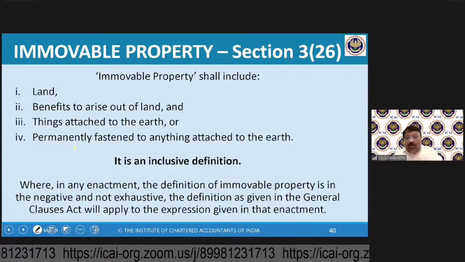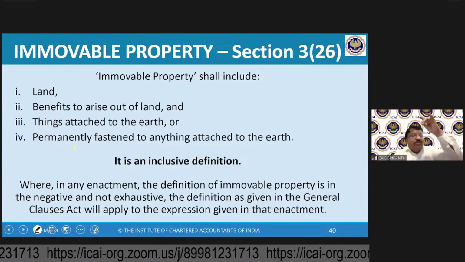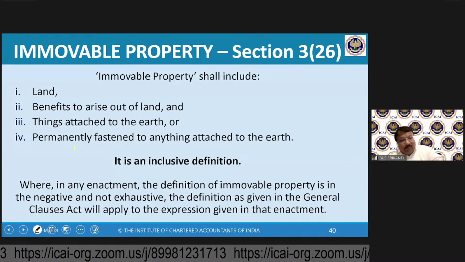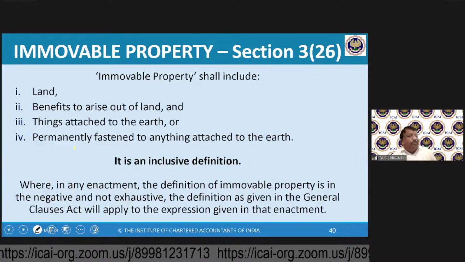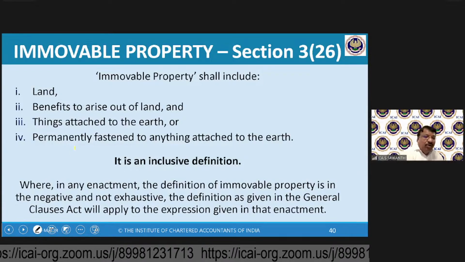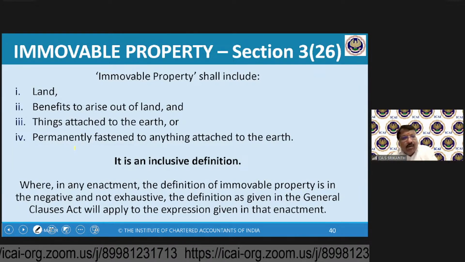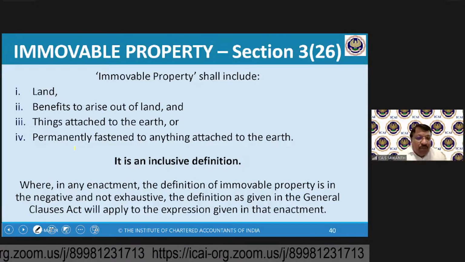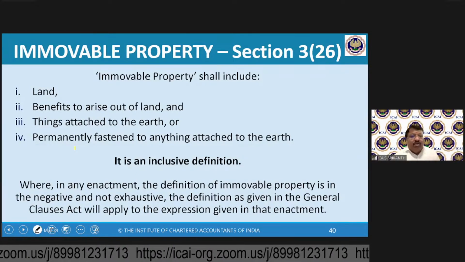Which is why in the Sale of Goods Act, they will say the specific exemption will be growing crops. For movable goods, the specific exemption will be movable. One of the specific exemptions is growing crops. So land, benefits to arise out of land, and things attached to the earth, or permanently fastened to anything attached to the earth.